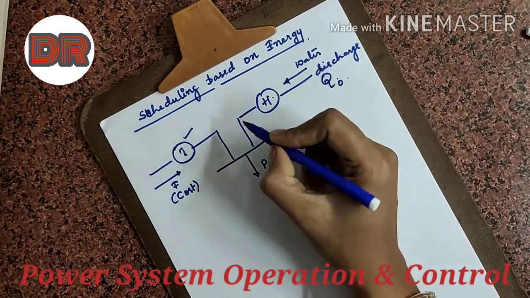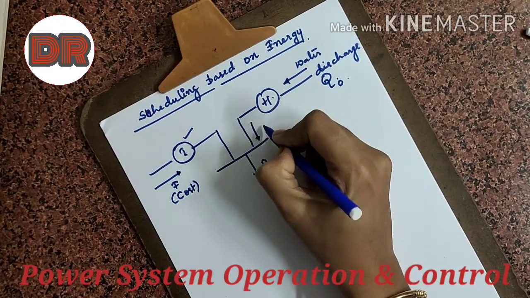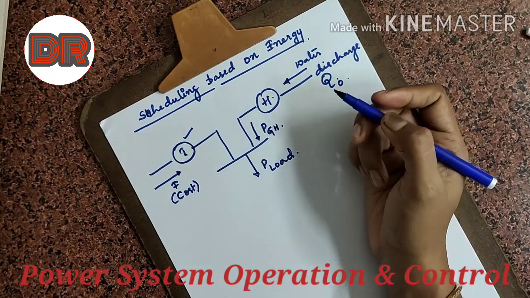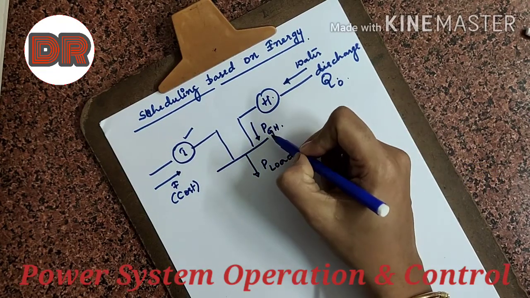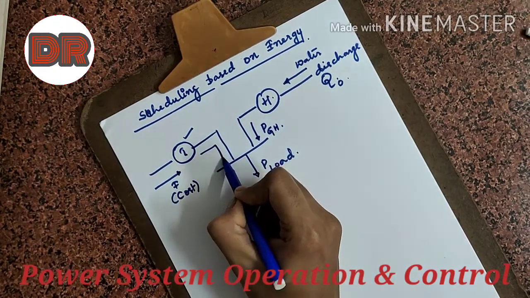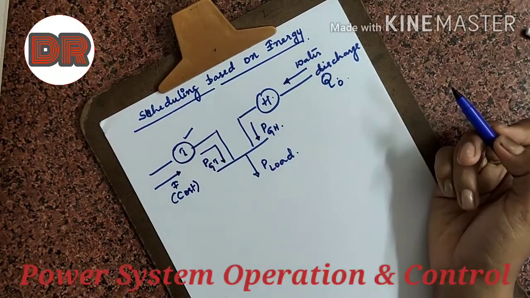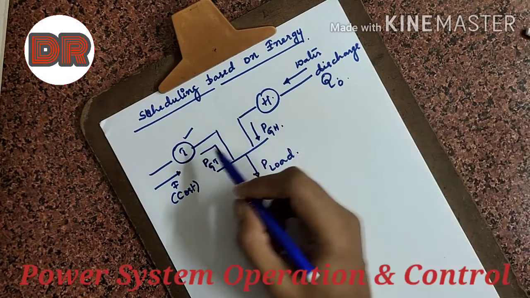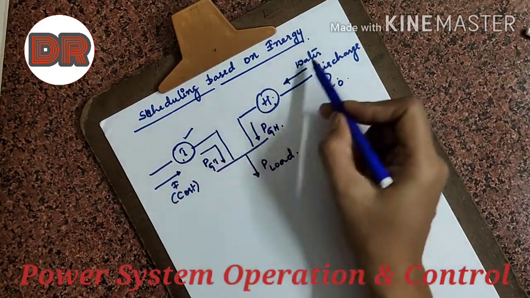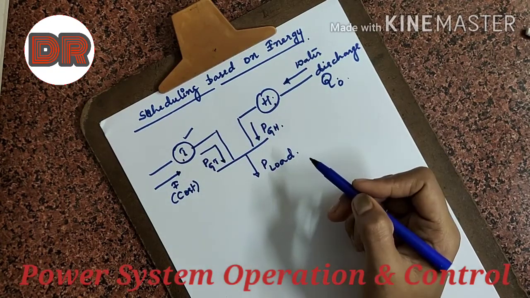We can take the power generated by the hydro plant as PGH, as we have seen in the nomenclature. PGH is the power generated by the hydro plant, and PGT is nothing but the power generated by the thermal plant. So this is a system where we have one thermal plant and one hydro plant, and all these nomenclatures we have seen. P load is nothing but the demand, the power demand.